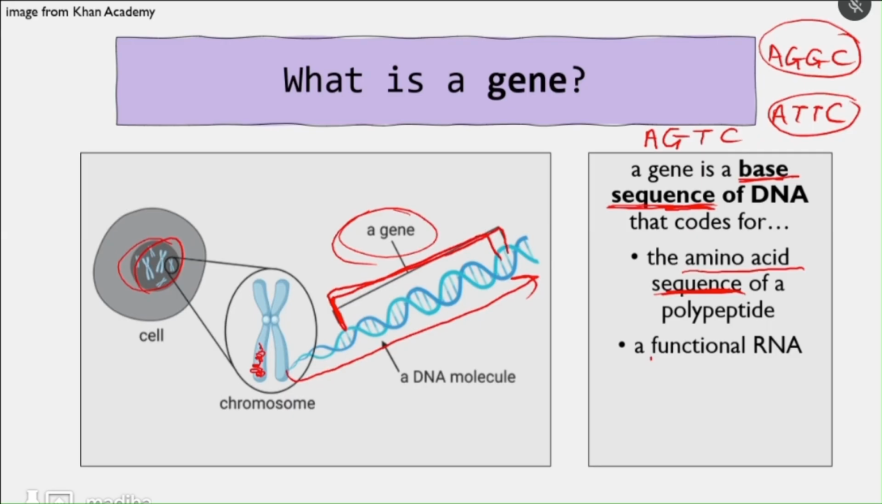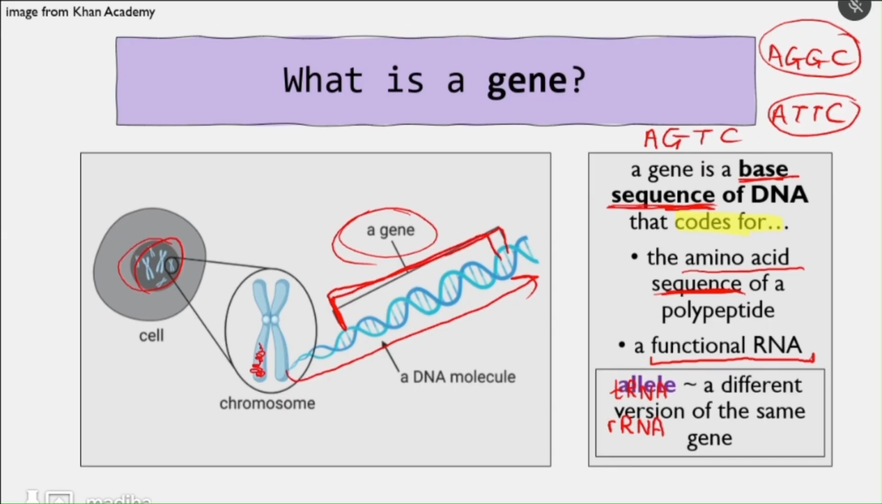And then when it comes to a functional RNA, this is essentially molecules other than mRNA that perform special tasks during protein synthesis. So you've got things like tRNA, which is transfer RNA, and rRNA, which is ribosomal RNA. These come up in later topics, so you don't need to know them all for this. You just need to know that a gene is a base sequence of DNA that codes for these things. And again, another key thing to remember: it codes for them. Genes don't actually produce these things, they don't just make them, they just code for them. And so that's what a gene is.